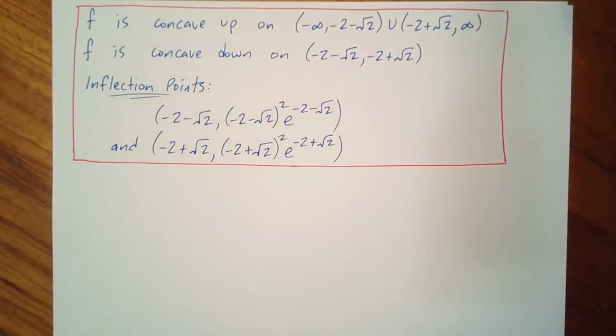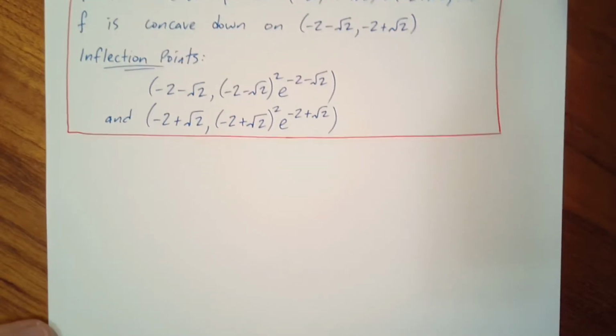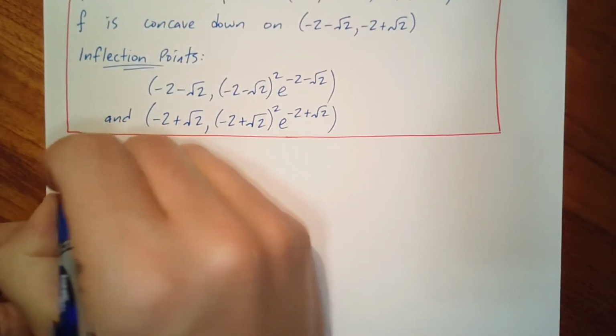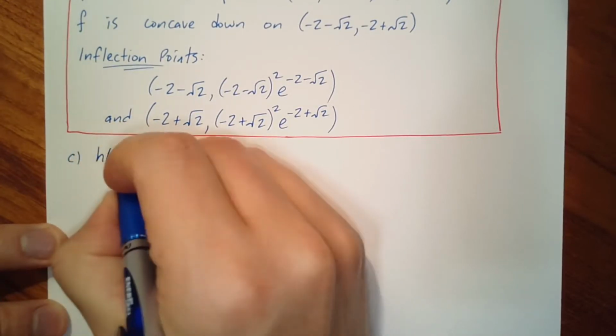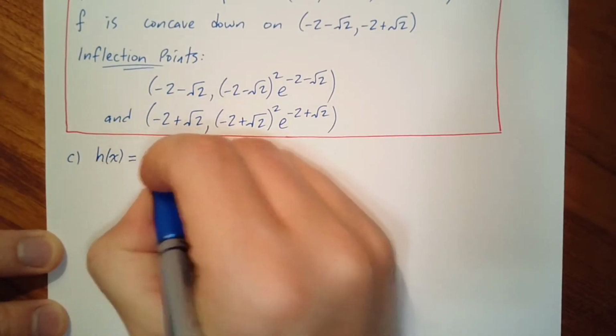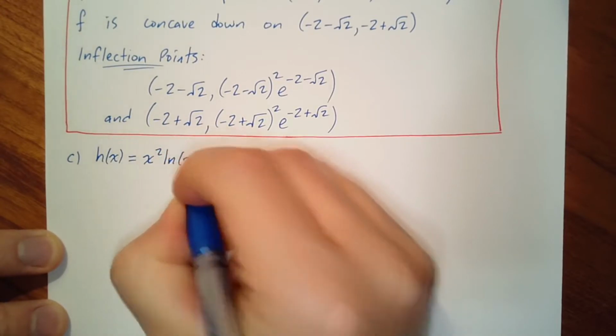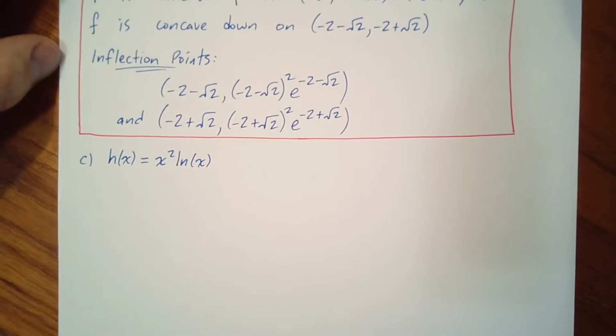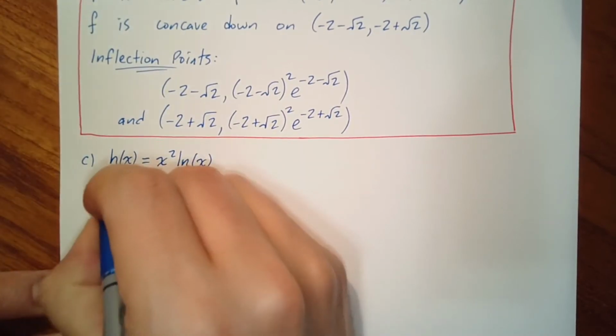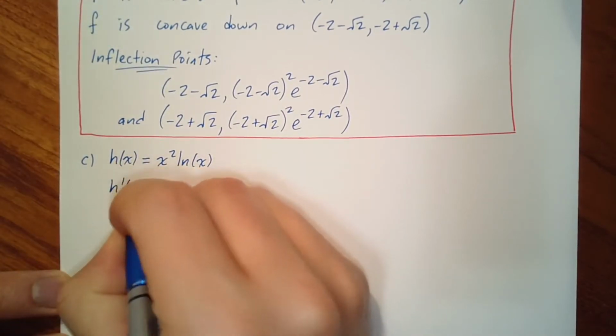All right, so our last one now is the one that had the natural log. So we've got our function h defined by h of x is equal to x squared times the natural log of x. So we've got a product. So when we go to find our derivative, our first derivative, we'll use the product rule.